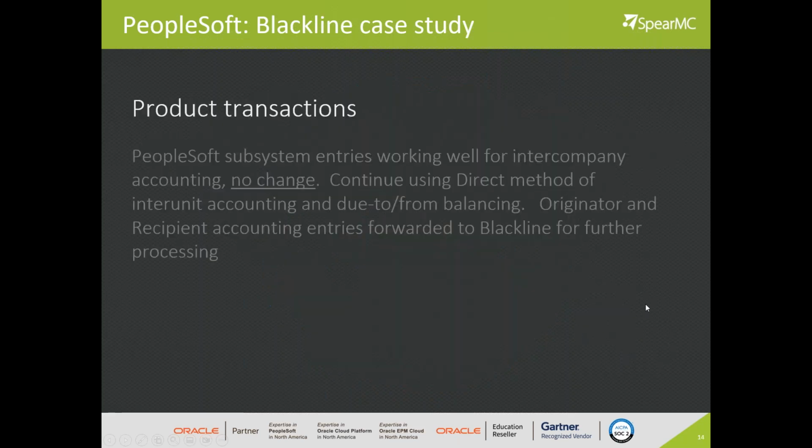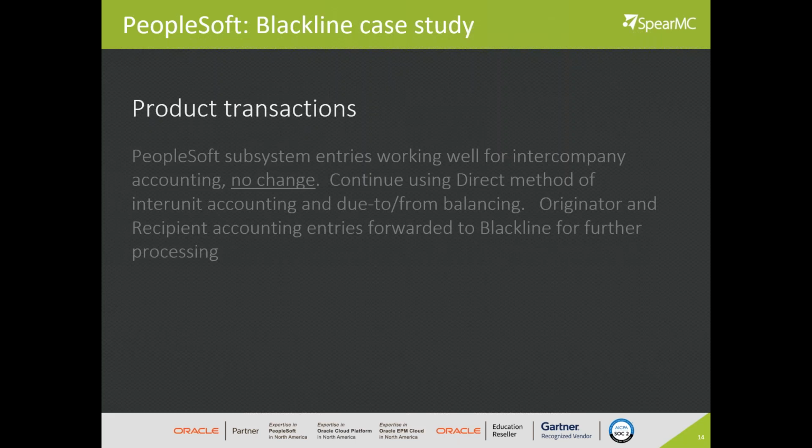So the decisions that we made early on in our project, we were unanimous in agreeing the PeopleSoft subsystem intercompany accounting entries already worked well for us. We were all satisfied with the way it was working. We were using the direct method of intercompany accounting with affiliate chart fields. And we did not want to re-implement our PeopleSoft subsystems. So we wanted to build our pairs in Blackline because it was a more automated fashion than in PeopleSoft.